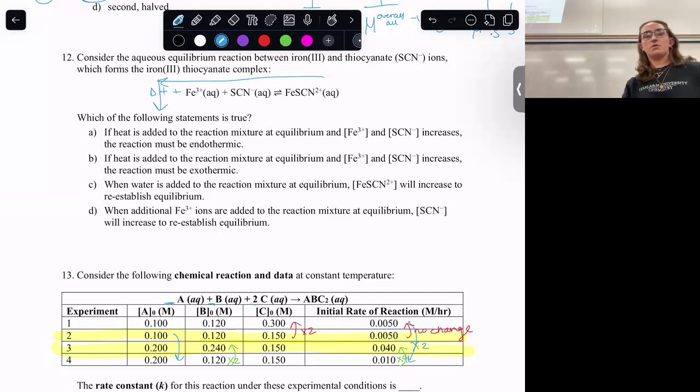What would happen if it was endothermic? It would actually go towards products, right? So this is going to be false. Because if the reaction was endothermic and heat was added, then we actually should see a decrease in the iron and the thiocyanate ions. Does that make sense why A is false?